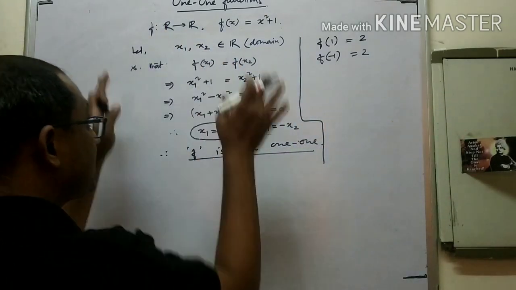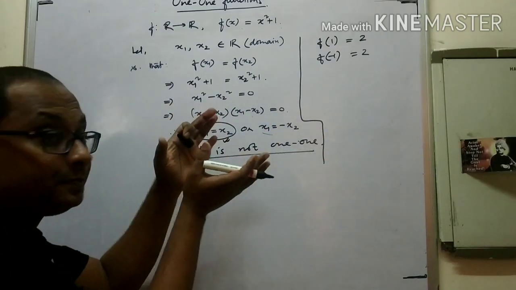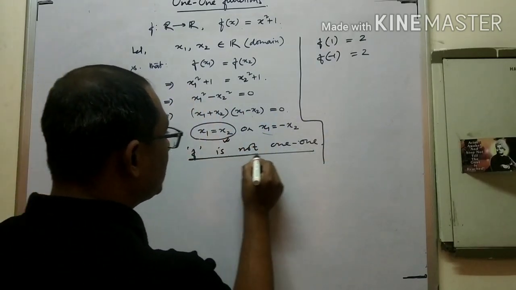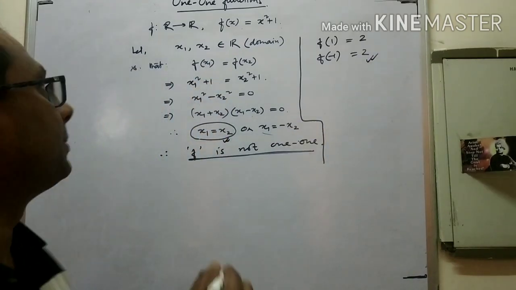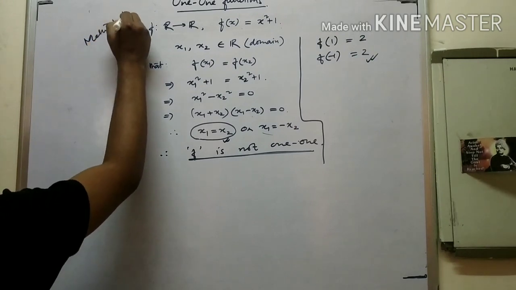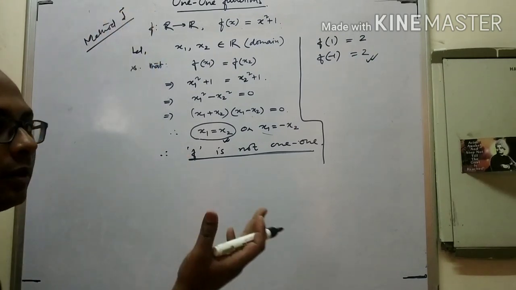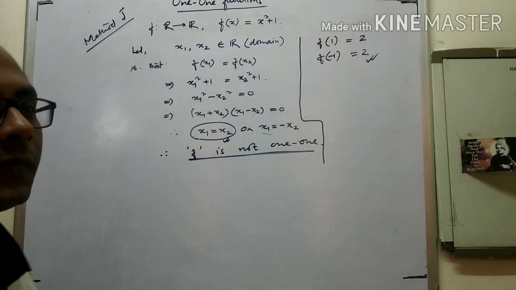So in this method we can do two ways. If it is no, either we can prove it to be no or we can resort to the counter example. Again, this is the method 1, the first method, for proving or disproving a function to be 1, 1.